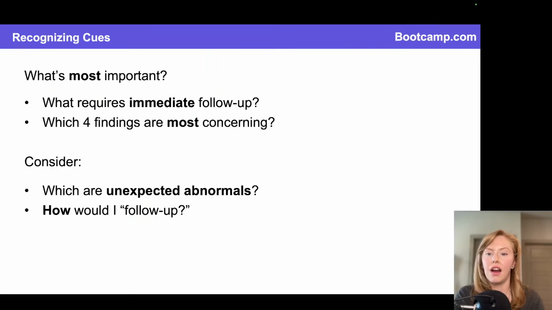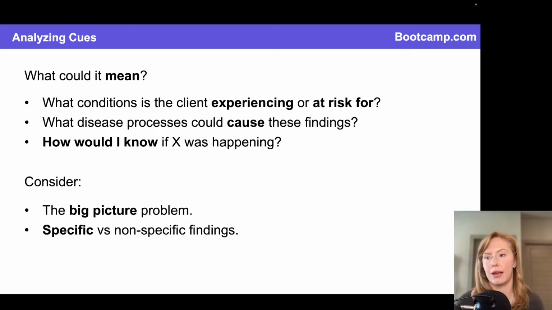Well done. All right, so our next question in CJM cases is going to be analyzing cues, or figuring out what they could mean. The NCLEX might ask you what conditions the client's experiencing or at risk for experiencing, what disease processes could cause these findings we're seeing, or how would you know if X or Y disease was happening. So keep in mind the big picture. We've considered the individual findings in the previous questions. Now you want to think about the big picture and specifically consider specific versus non-specific findings.